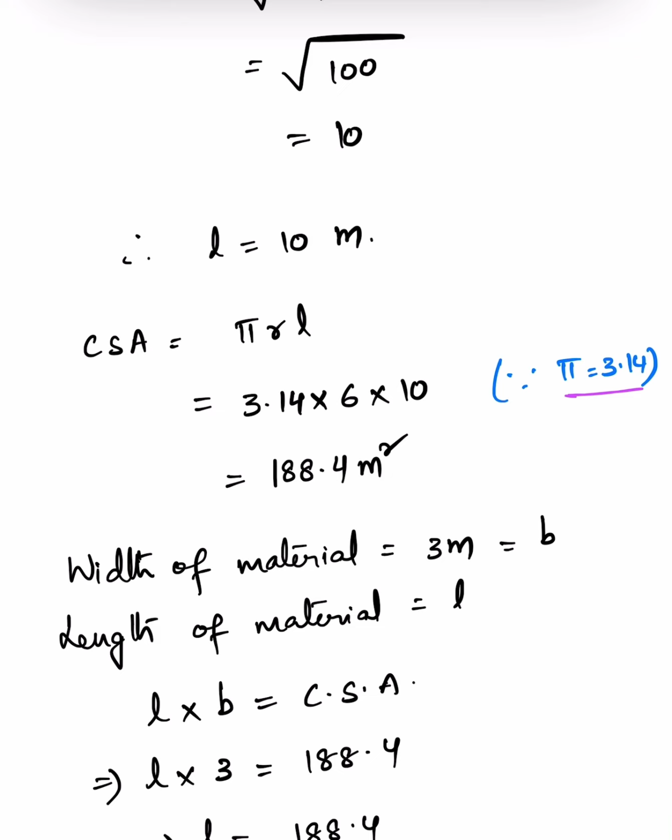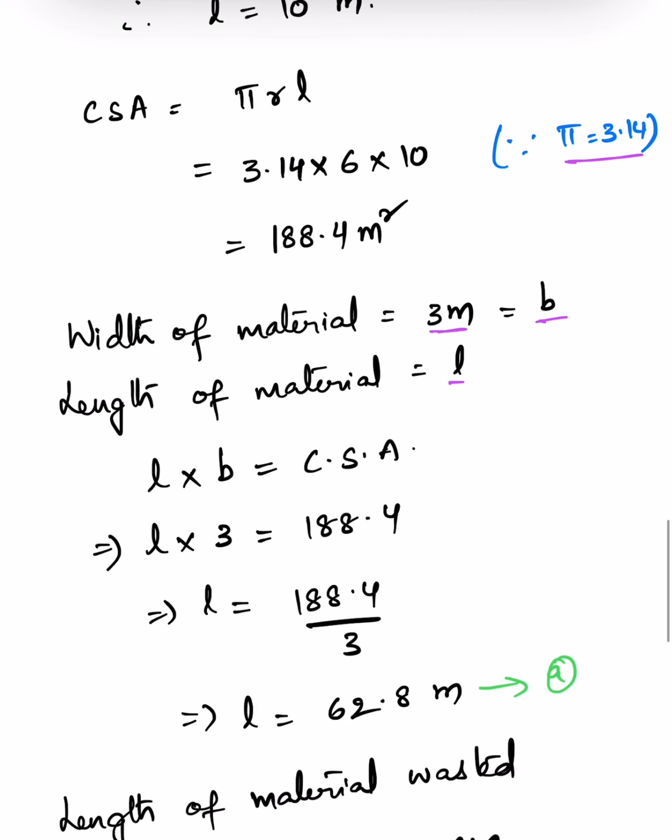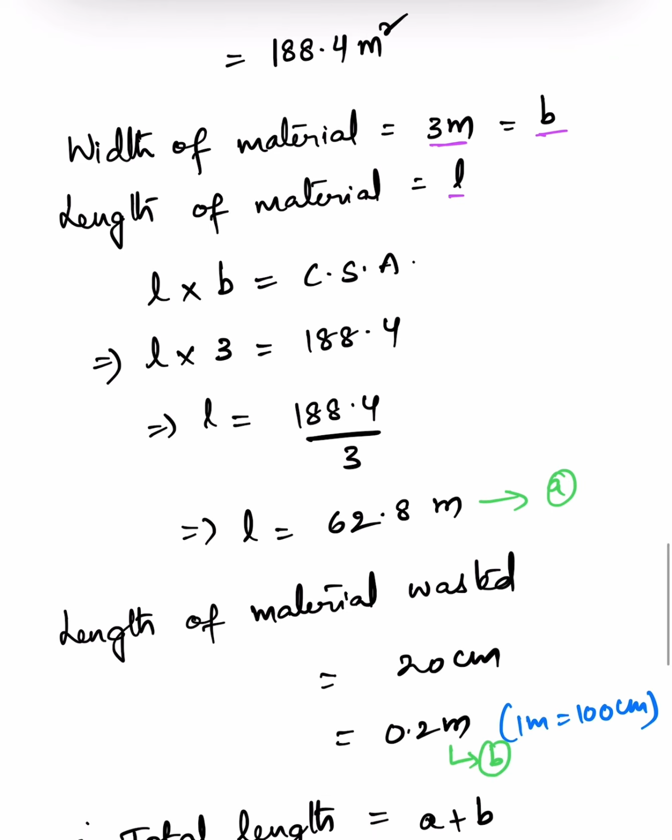But in order to calculate the tarpaulin required to cover this entire CSA, the width of the material is given as 3 meters. So let this be B. We have to find the length of the material L. So L into B is curved surface area. So length into breadth is the total material required. So L into 3 is 188.4. L is 188.4 by 3. L is 62.8 meters. But it is given that length of material wasted is 20 centimeters.